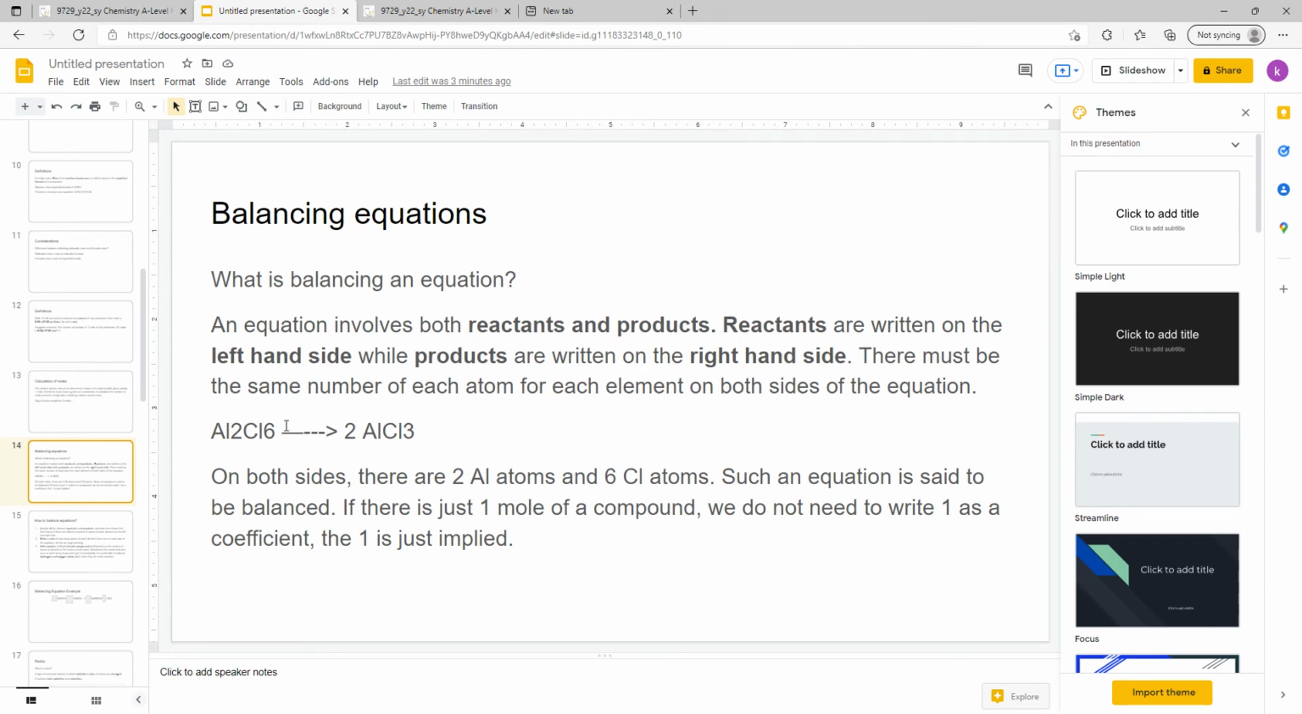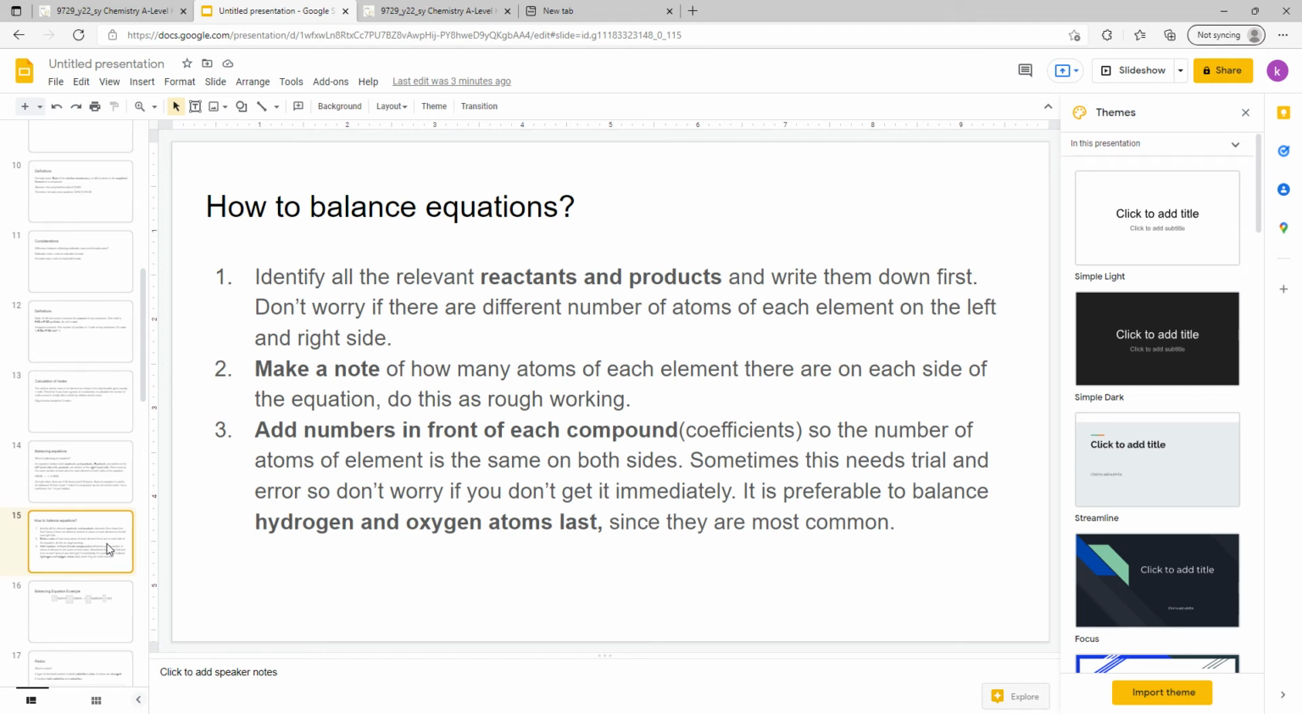For example, Al2Cl6 will decompose to give us 2 moles of aluminum chloride. As you can observe, there are 2 Al atoms and 6 Cl atoms on both the left and right hand side, so this is balanced. And in the case of Al2Cl6, we have 1 mole of it, but we do not need to write 1 since the 1 is implied. So we'll just leave it with no coefficient.